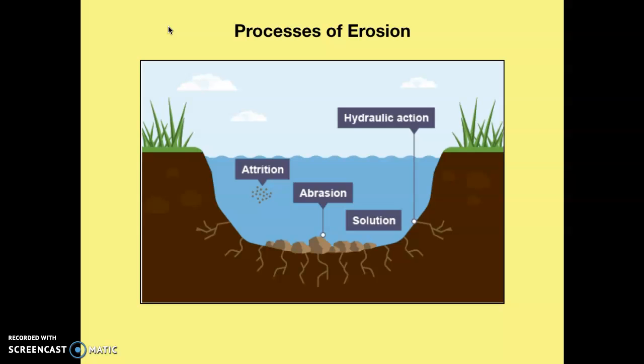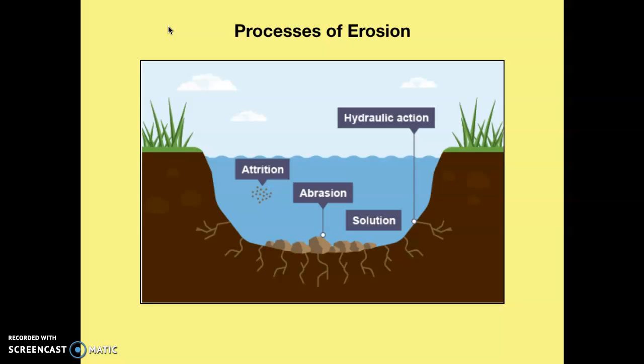Now, hydraulic action is responsible for vertical erosion, so it's eroding downwards in the upper course of a river. And in the lower course of a river, it starts to have more lateral erosion on the banks. So in the upper course, it's affecting the bed of the river, and in the lower course of the river, it's affecting the banks.